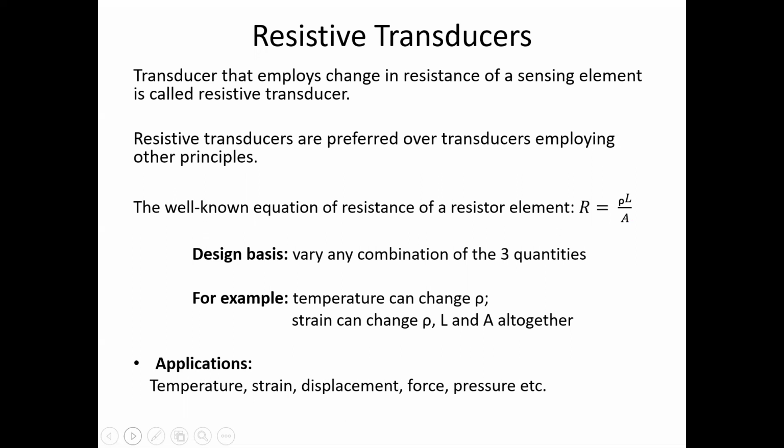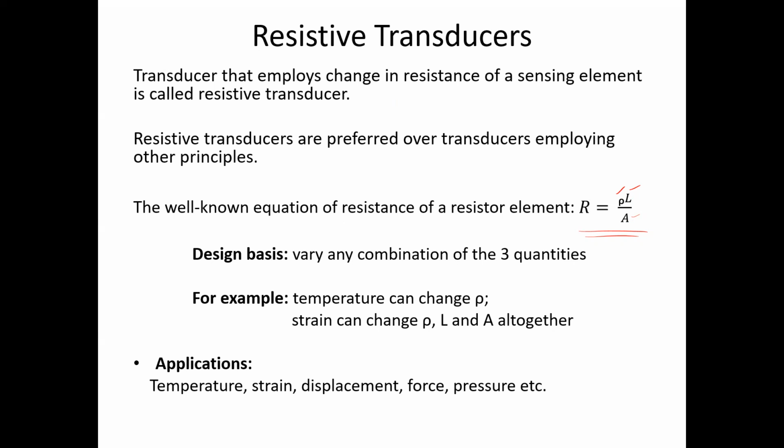Now let us elaborate our discussion with resistive transducers. Resistive transducers are the transducers which convert any change in physical quantity into change in resistance. So what could result in the overall change in the resistance of a particular material? You know the general expression which is used to represent the resistor of a particular material. It is dependent on the resistivity of the material, the length of the material, and the cross-sectional area of the material.